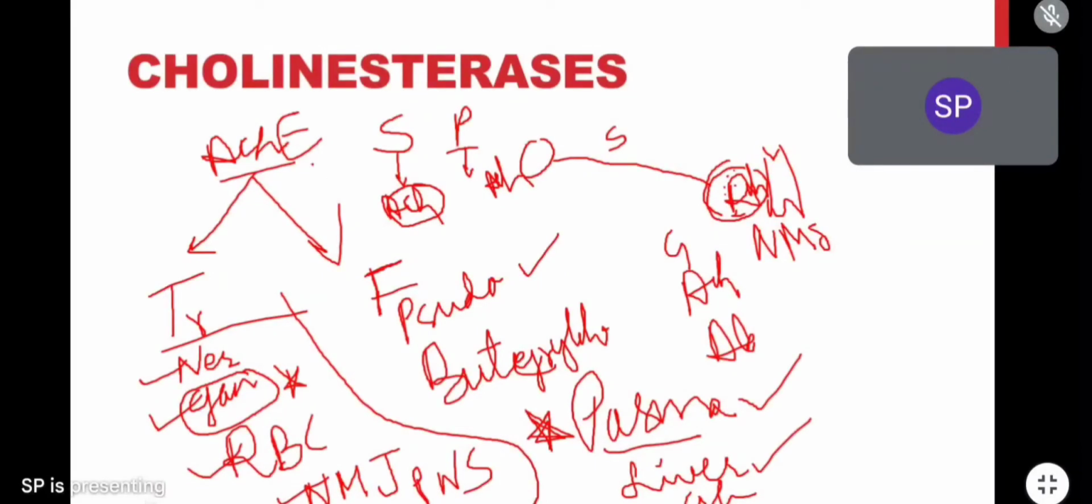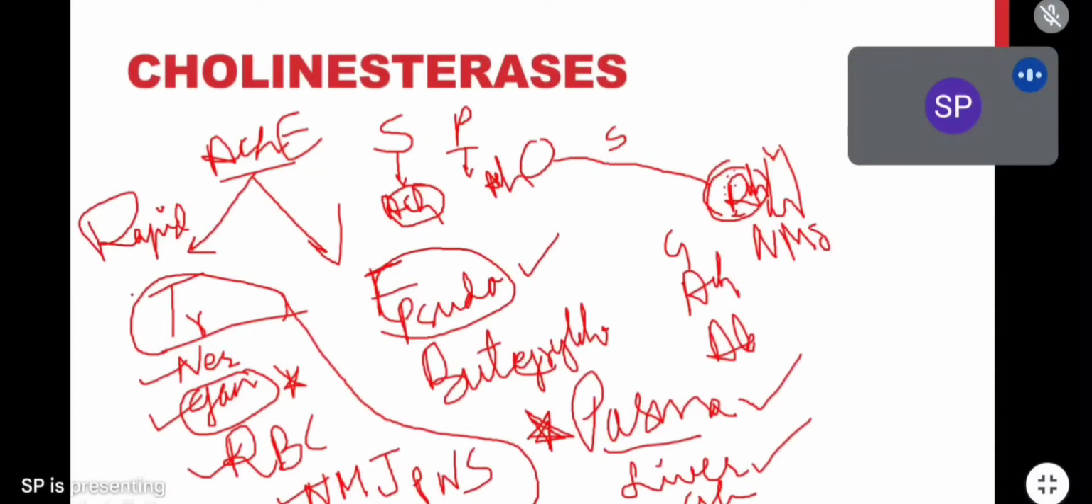Now, sir, you have told the locations of true cholinesterase and pseudocholinesterase enzymes. What is the difference between true and pseudo in their action? There is a great difference between the two in their respective actions. True cholinesterase enzyme rapidly hydrolyzes acetylcholine, whereas pseudocholinesterase will slowly hydrolyze acetylcholine. This is the main difference.